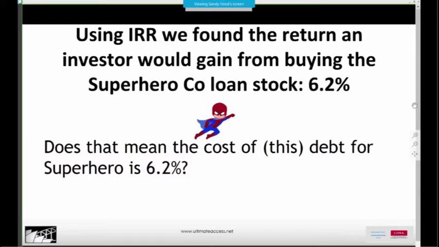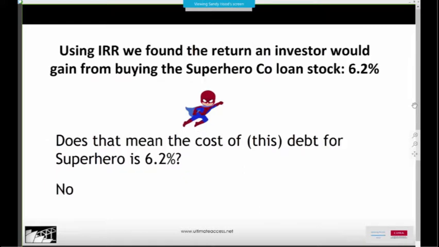But that's the investor's point of view. We're looking at this really from the point of view of the company that's issuing the debt. So the answer to the question, does this mean the cost of this debt to Superhero is 6.2%? The answer is no, except in very extreme circumstances. So virtually always the answer is no.